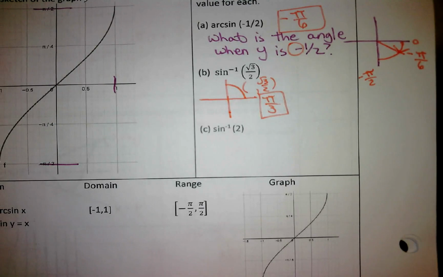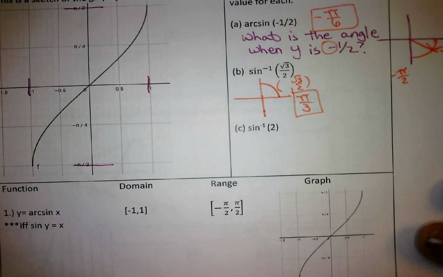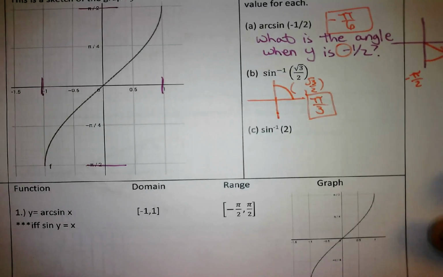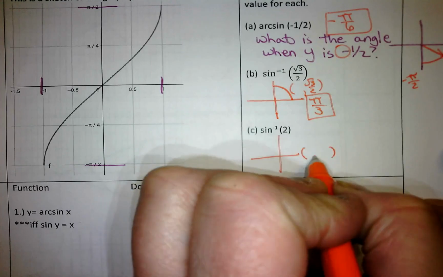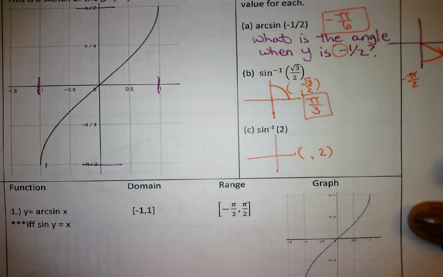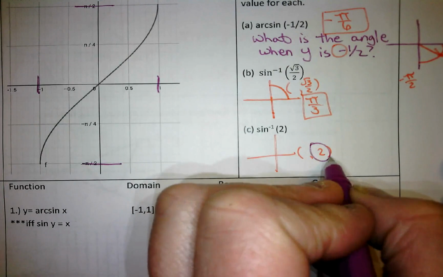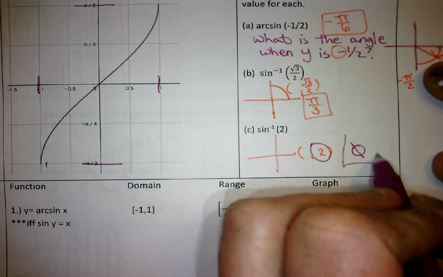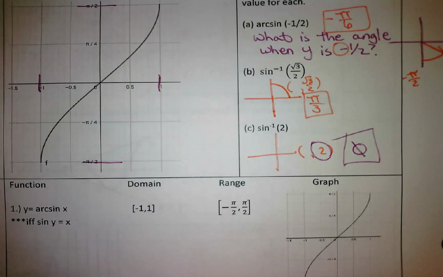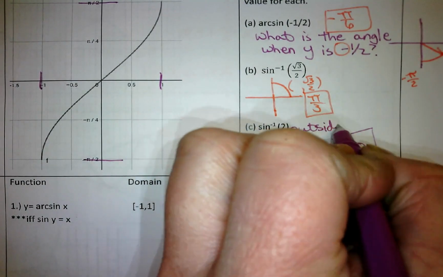And then this last one says the inverse sine of 2. So where is my y value 2 on my unit circle? Well, that's outside of my domain. My y value is never 2 on my unit circle. So that's going to be no solution, or no real solutions. It's outside of my domain. So we can write outside the domain.